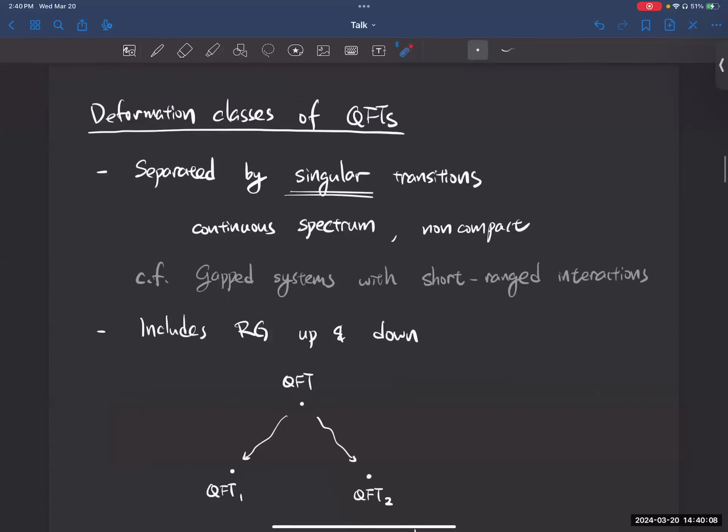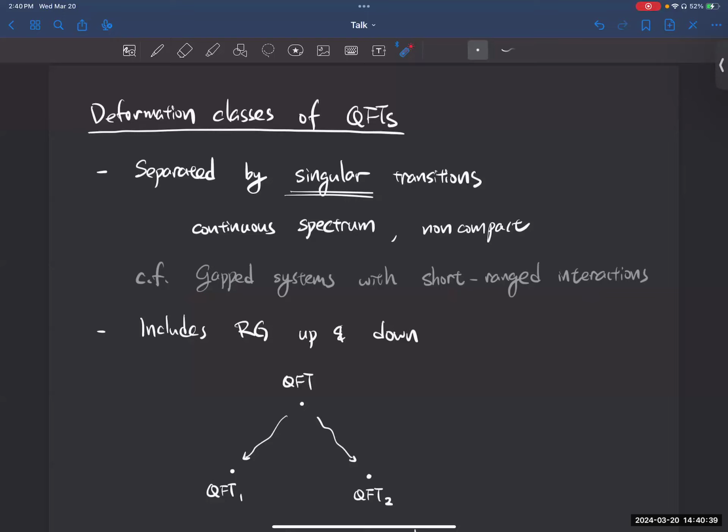All right, so let me be a little more careful in discussing this notion of deformation classes of QFTs. You might know that in condensed matter, they like to talk about deformation classes a lot. And for example, they talk about what's called gapped systems with short range interactions.